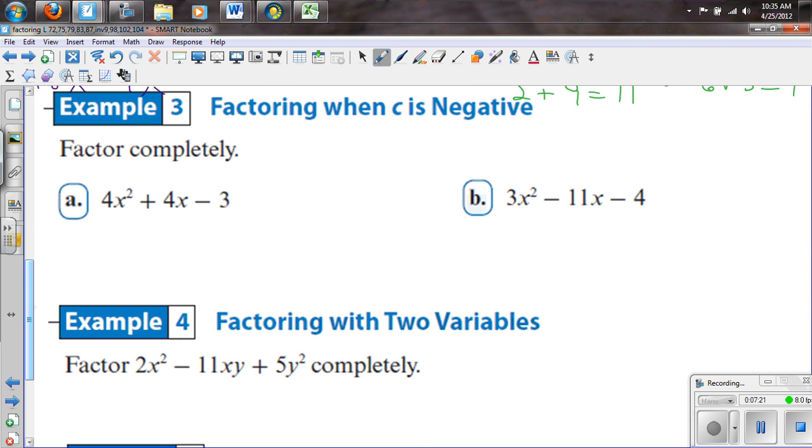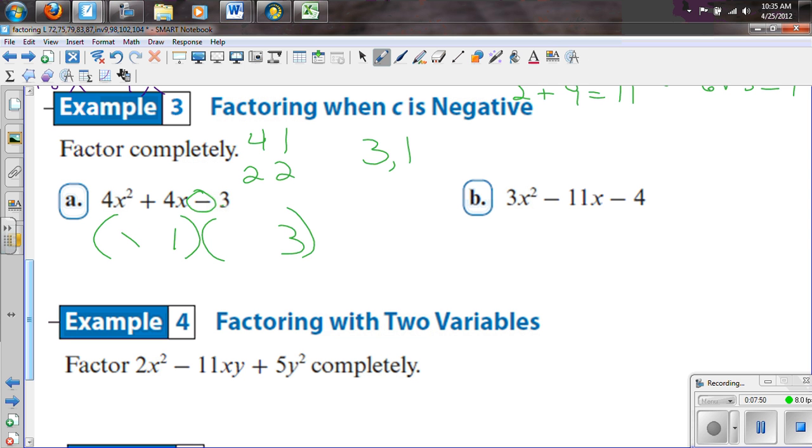Factoring when c is negative. When c is negative, we have a little bit different problem because that means you're going to subtract the factors. So when c is negative, you're going to have to subtract the factors. So again, we're going to set up our binomials. And again, the 3 is easy because the only factors of 3 are 3 and 1. But 4 has factors of 4 and 1 or 2 and 2.